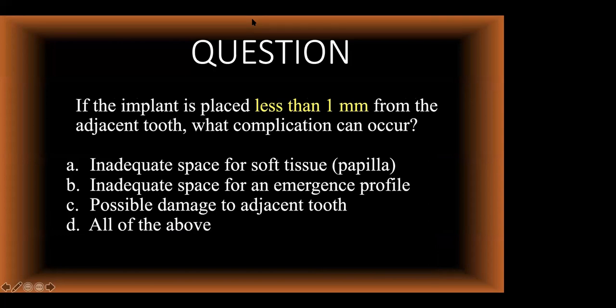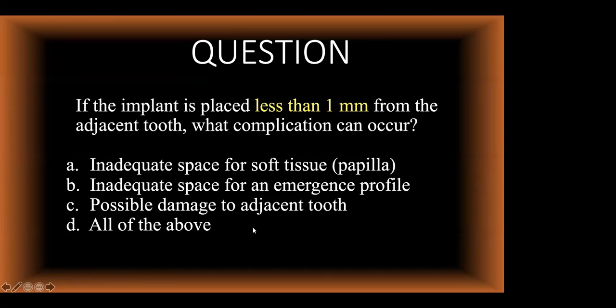Second question, if the implant is placed less than 1 millimeter from the adjacent tooth, what complication can occur? Inadequate space for soft tissue, the papilla, inadequate space for an emergence profile, possible damage to the adjacent tooth, or all of the above. So please select one of those answers and submit it, and Robert will give us the quick poll. All above, 99%, perfect. Excellent.